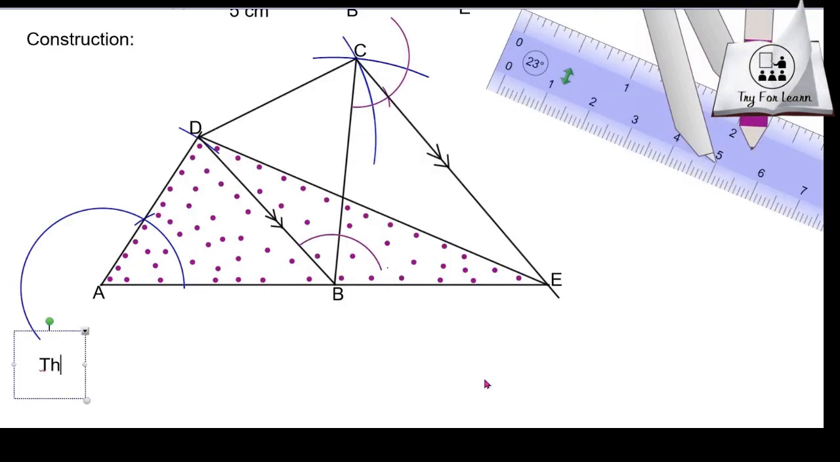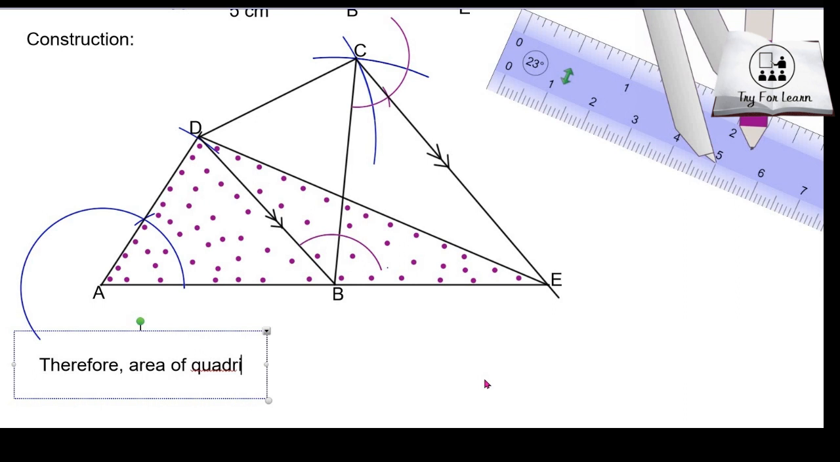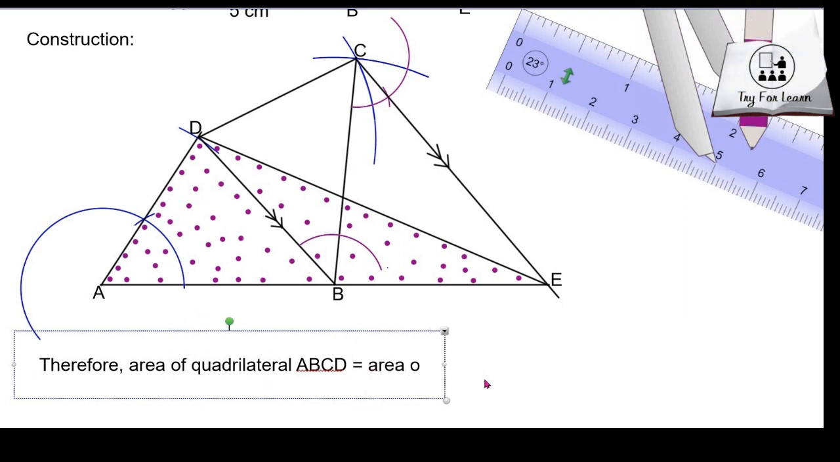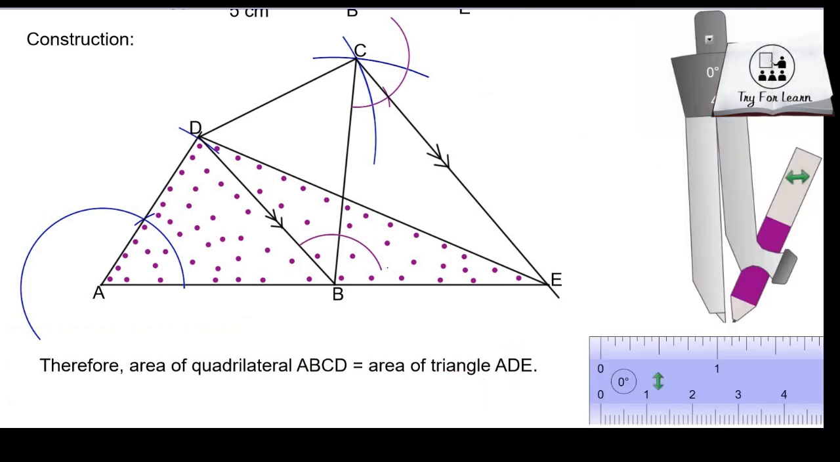Finally, here you can write, therefore, area of quadrilateral ABCD is equal to area of triangle ADE. This is one of the construction ideas to construct a triangle whose area is equal to the area of a quadrilateral.